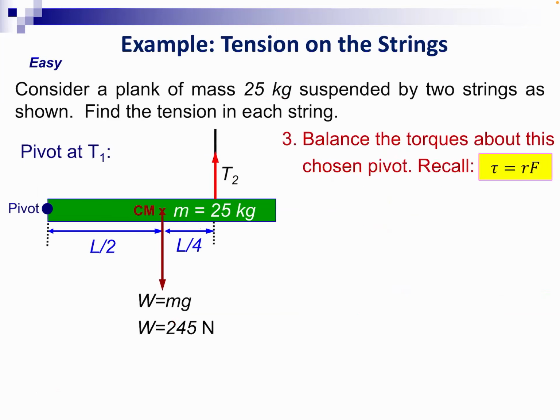So as we've suggested, let's put the pivot at the position of T1. Putting the pivot at the position of T1 eliminates the force T1. And therefore, you only have these two forces, T2 and the weight force, which will try to rotate the plank about the chosen pivot. So then you can balance the torques about your chosen pivot, remembering that to balance the torques, the clockwise torque should be equal to the anti-clockwise torque.